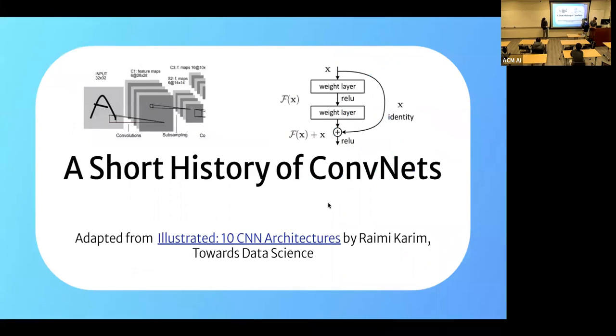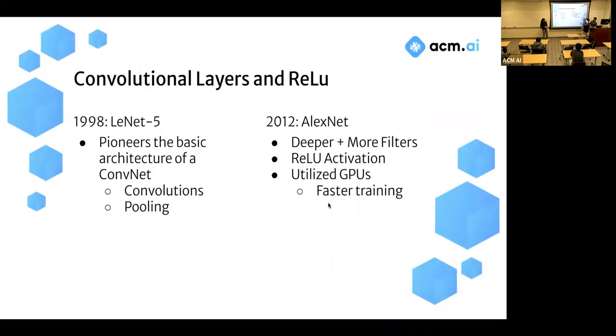So let's talk a very short history of convolutional neural networks. Okay, so you want to begin? Yeah. Because today we'll be talking about more advanced convolutional neural networks, we have to understand the classics first.